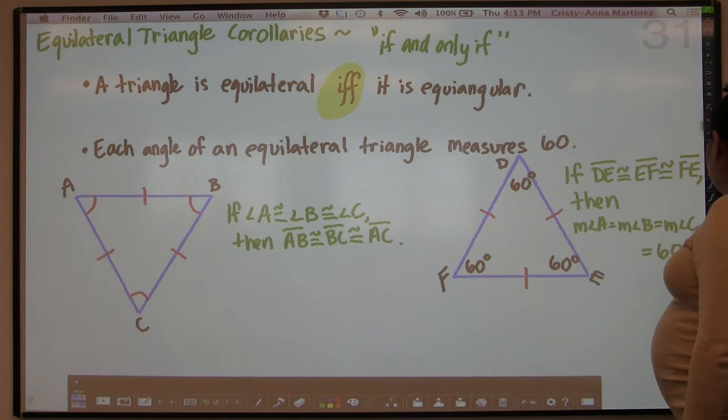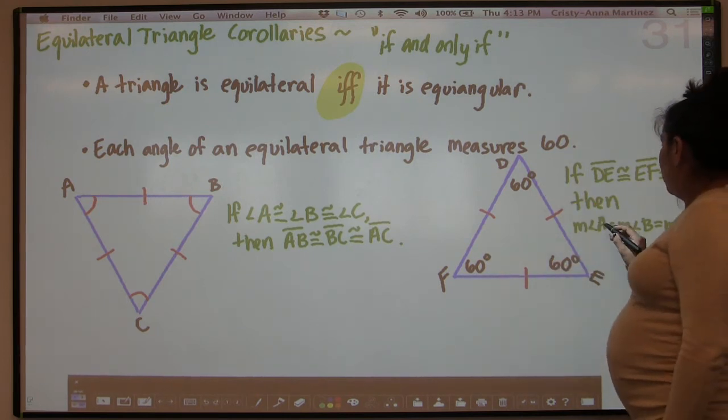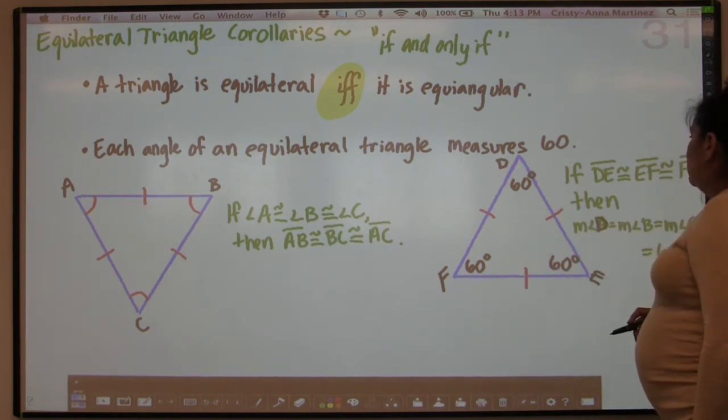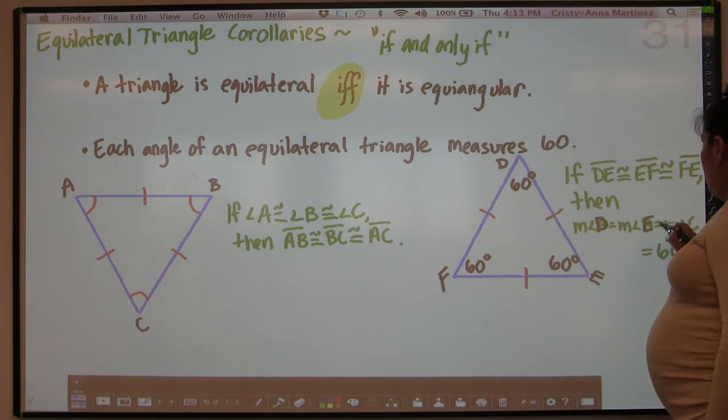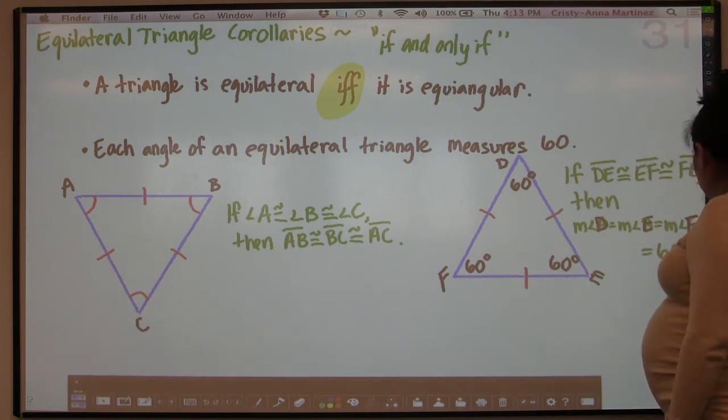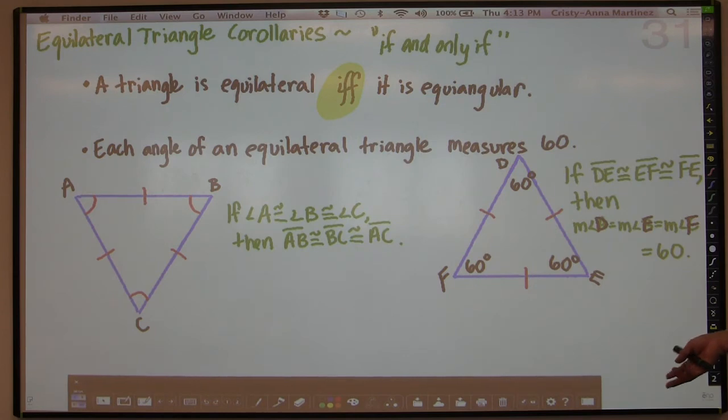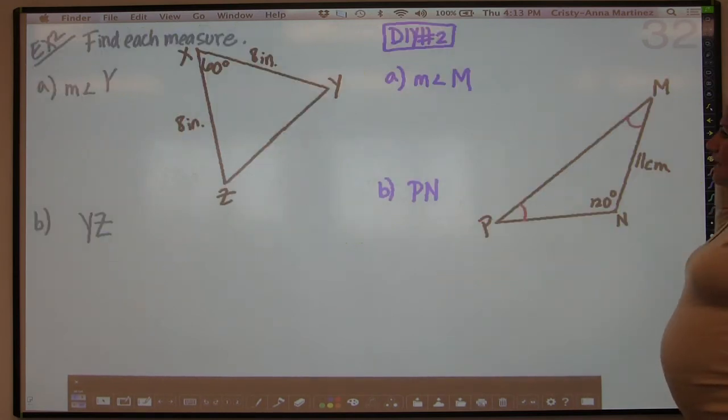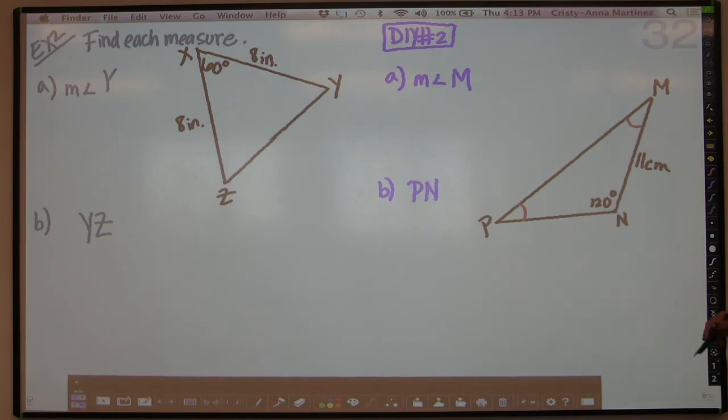And that shouldn't even say that, because we don't even have those letters. It should say the measurement of angle D is equal to the measurement of angle E, which is equal to the measurement of angle F, which would be 60 degrees. So all the angles in an equilateral triangle have to be 60 degrees. So there's that little guy, and we're going to use some of that information to come over here.